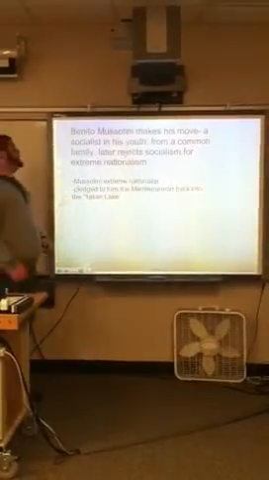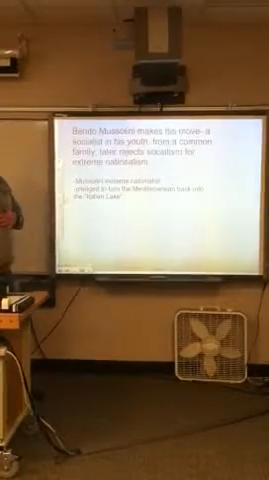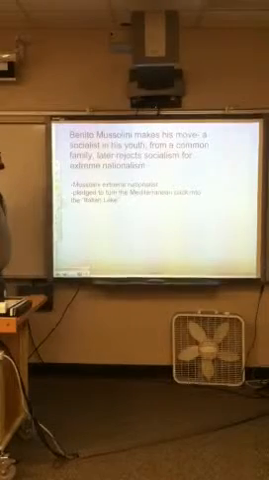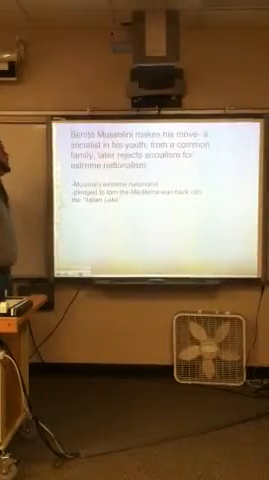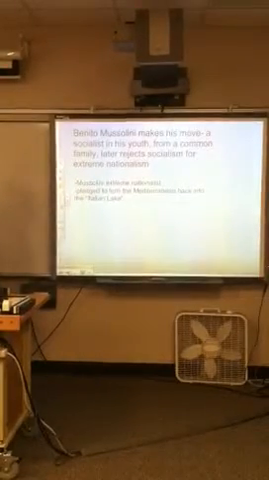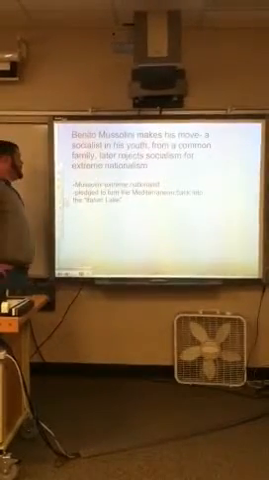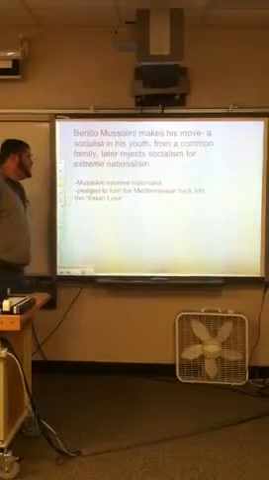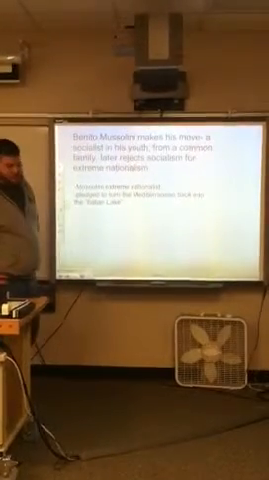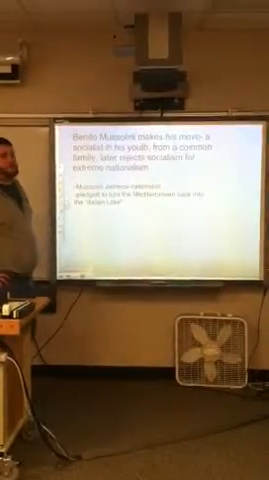Okay, Benito Mussolini, Benito being Mussolini's first name, makes his move. He's a socialist and comes from a common family. Later he rejects socialism for extreme nationalism. Mussolini, an extreme nationalist, pledged to turn the Mediterranean back into an Italian lake, which is him referring to Rome, the Roman Empire, when he says that.